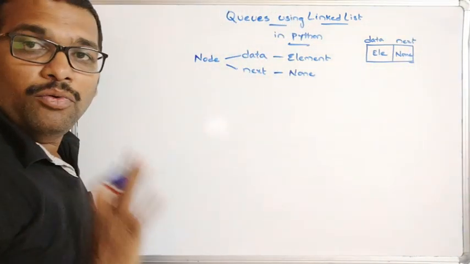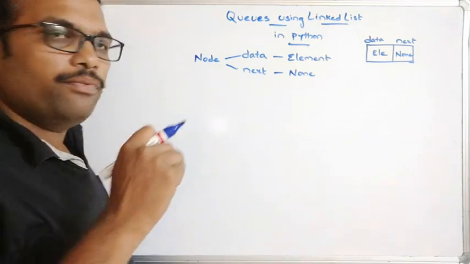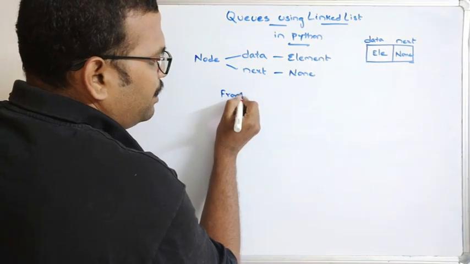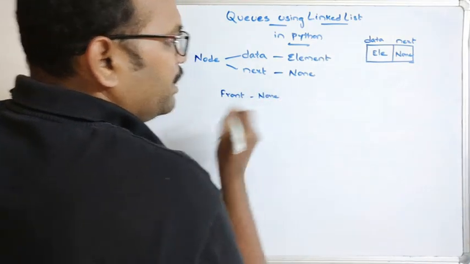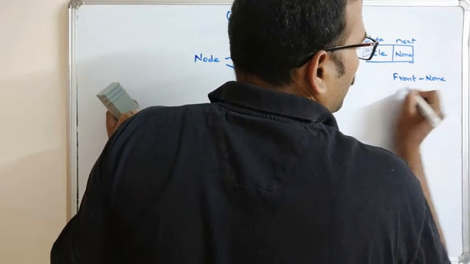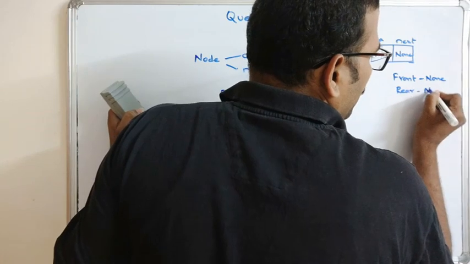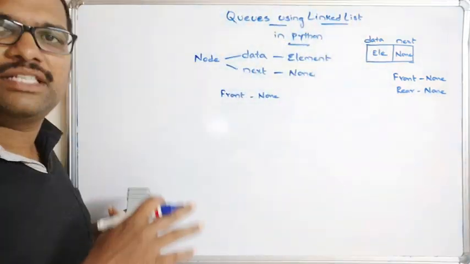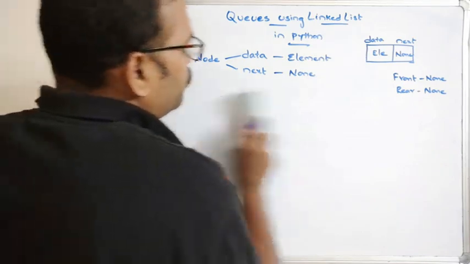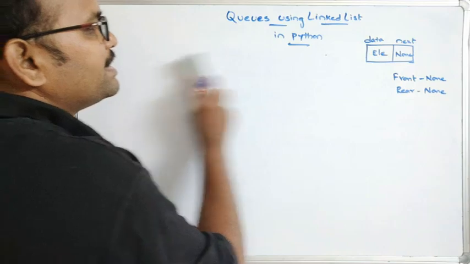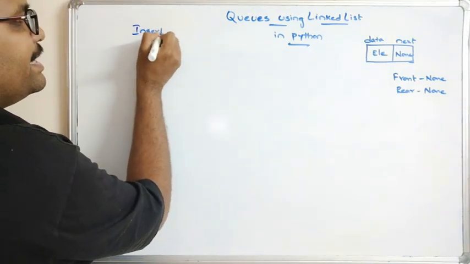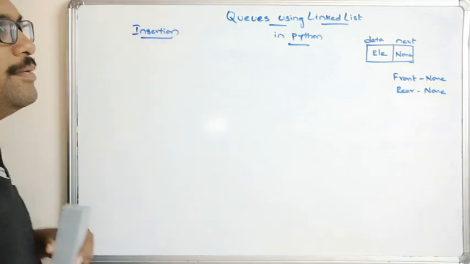Now we need to initialize front and rear. So initialize the front to none and rear to none. I'll explain the concept and then we'll go with the interpreter and execute the program. You need not worry about that. First let us see the insertion of an element.